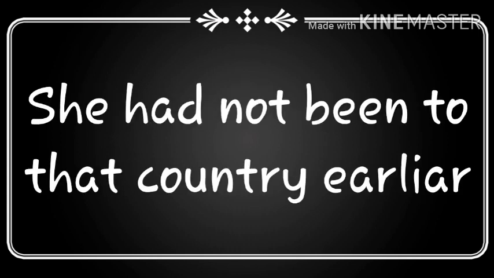Next, she had been to that country earlier. Again, had been means she had gone. She had been to that country earlier. So the negative form will be she had not been to that country earlier.